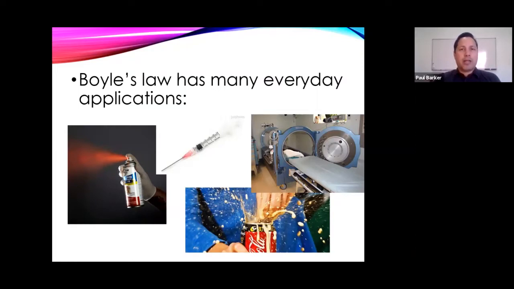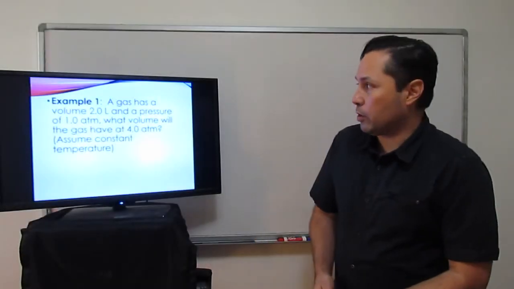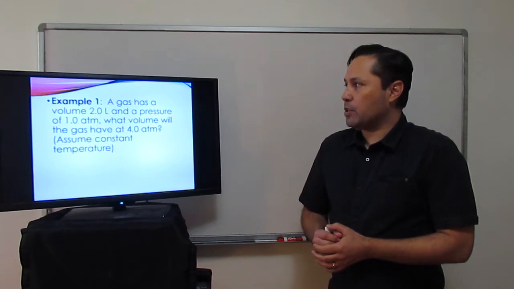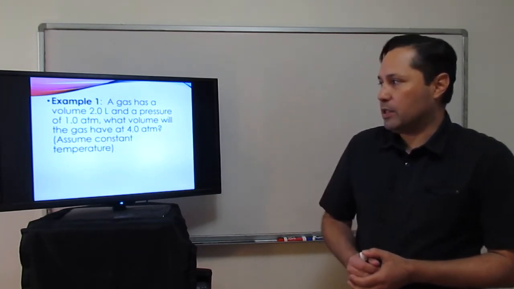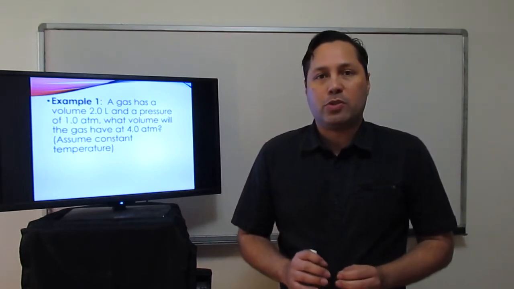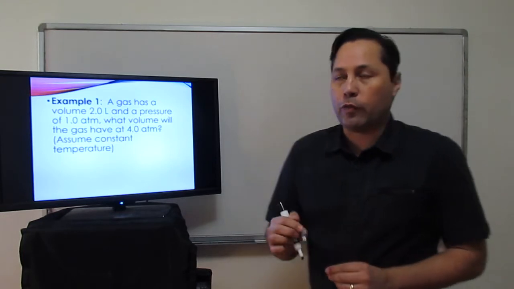Now let's take a look at some examples. In example 1, we're asked the following question. A gas has a volume of 2 liters and a pressure of 1 atm. What volume will the gas have at 4 atm? We're going to assume that the temperature remains constant, so it does not change. We're going to use Boyle's Law to solve this problem.